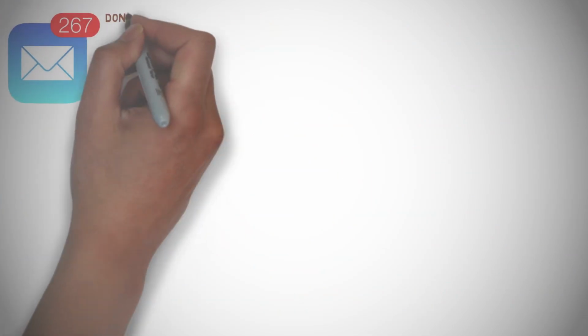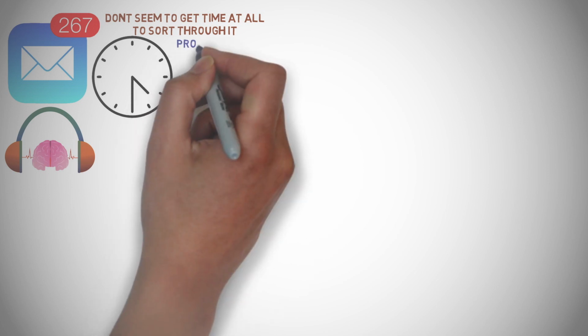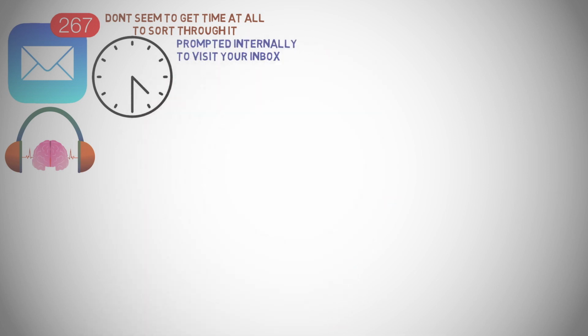For example, if your inbox is overflowing and you don't seem to get time at all to sort through it, then plan: if it is 4 p.m., then I will sort through my emails for half an hour. The brain grasps this kind of command, and when it's 4 p.m. you are prompted internally to visit your inbox.